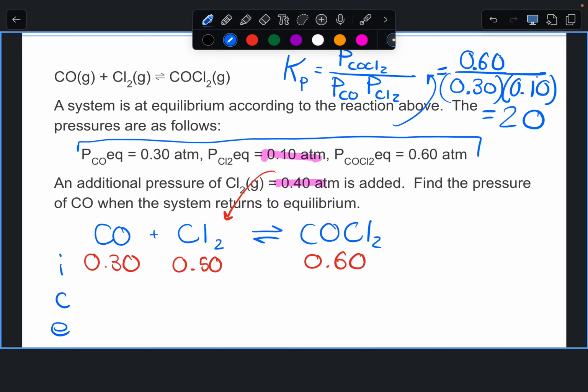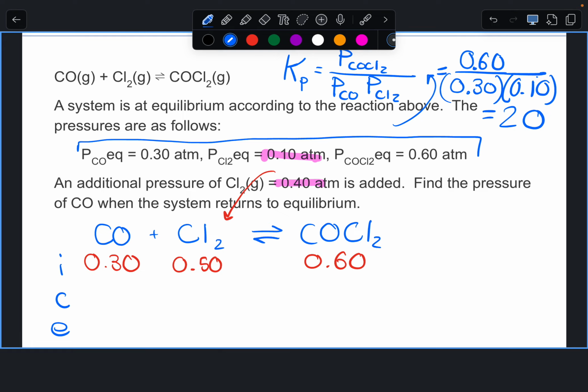rest of the problem. So in the rest of the problem, it says an additional pressure of Cl2 is added. So now we've knocked it out of equilibrium. So the Cl2 is 0.5 now in that case. And now technically we would have to solve for Q here and decide which direction the reaction goes. Now, I know intuitively if it was already at its balance point and we added stuff to the reactants, it's like Le Chatelier's principle. Exactly. It has to go towards the products.